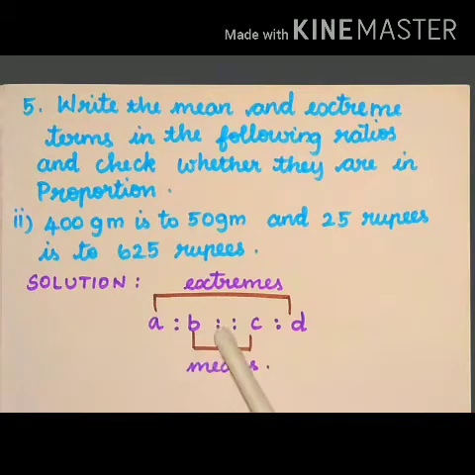A is to B is proportional to C is to D. Here A and D values are extremes. See, if the product of A and D and the product of B and C are equal, it means the given ratios are in proportion. Here A and D are extremes, B and C values are means.